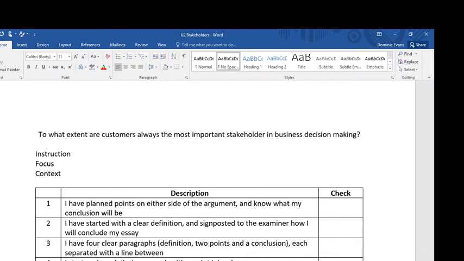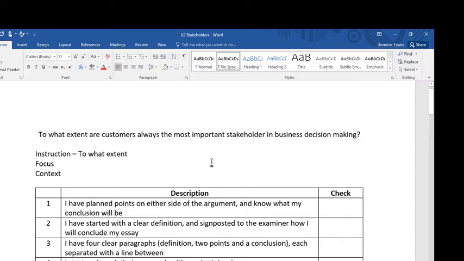So the instruction is to what extent. It's an evaluation question. You should know that because you know all of the triggers to trigger evaluation. To what extent, discuss. You might have justify as a trigger to trigger evaluation.